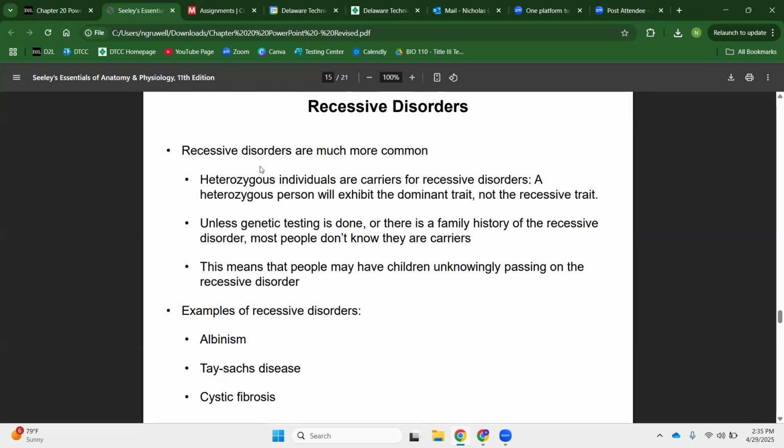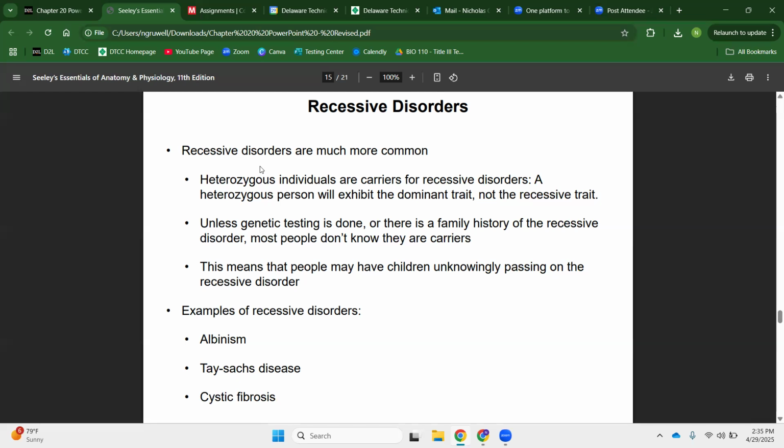And so, oftentimes, and this is becoming more common now, genetic testing is what really reveals the presence of a recessive disorder. Or, again, if there's enough of a family history of that recessive disorder, that may clue the doctor in. But oftentimes, people don't even know that they are carriers. So it makes it much easier to pass on these disorders without realizing it. They don't even know they have the disease. It's not until it shows up in their children that it's revealed that they're a carrier.